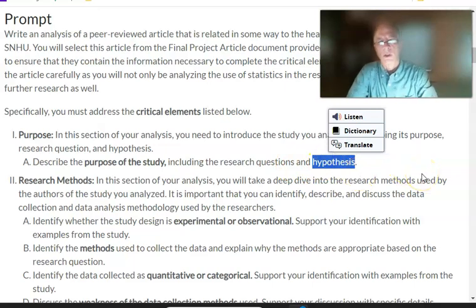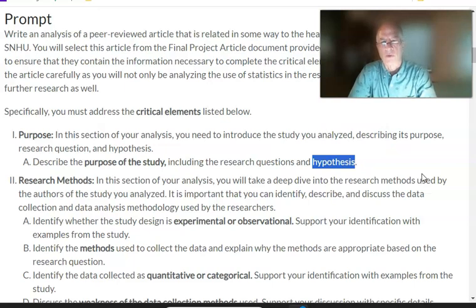Hypothesis is different than the purpose of the study. Hypothesis is what is accepted, and it's more of a statement, like a healthy diet is important for good health. Purpose of the study, back over here, is the researchers sought to analyze the relationship between diet and health.